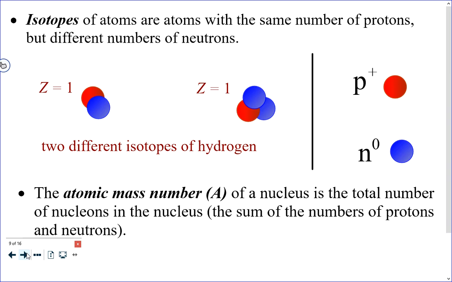The atomic mass number, which is given the symbol A, of a nucleus is the total number of nucleons in the nucleus. The word nucleon is a word that describes protons or neutrons. So the atomic mass number of the nucleus on the left is 2 because there are 2 nucleons, 2 particles in the nucleus, whereas the atomic mass number of the nucleus on the right is 3.